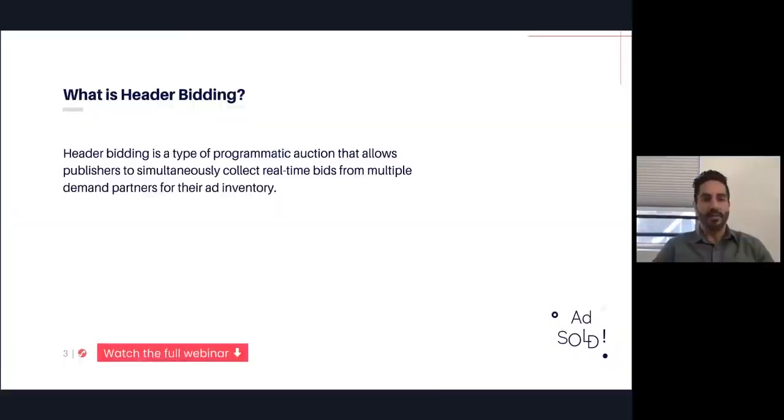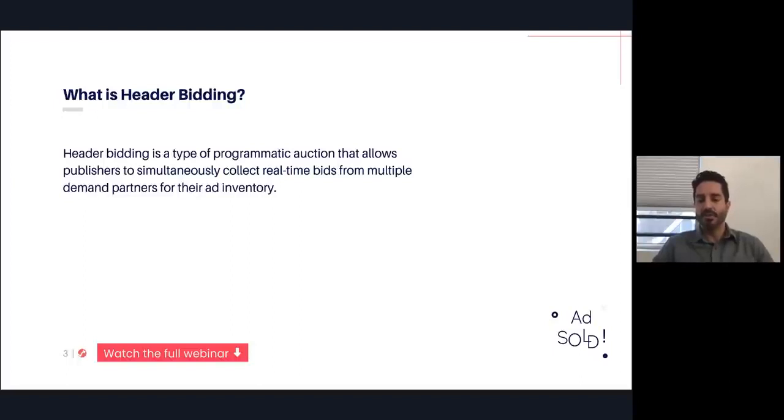What is header bidding? Header bidding is a type of programmatic auction that allows a publisher trying to monetize their ads to collect real-time bids from multiple demand partners all in one auction. That's a little bit of a mouthful. In layman's terms, you can think of header bidding as the opportunity for all of your demand partners to compete at the same time. And why it's called header bidding is because this happens in the header of the page.